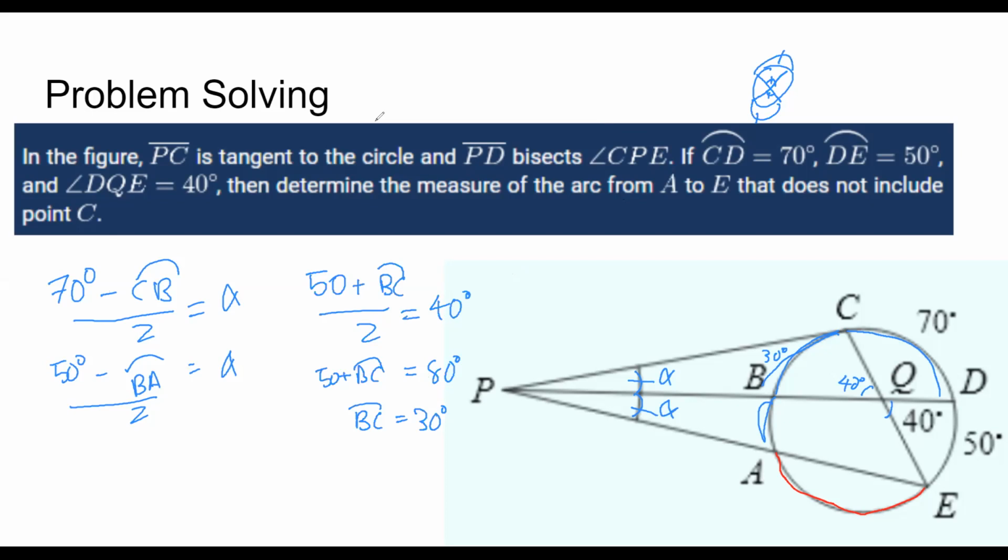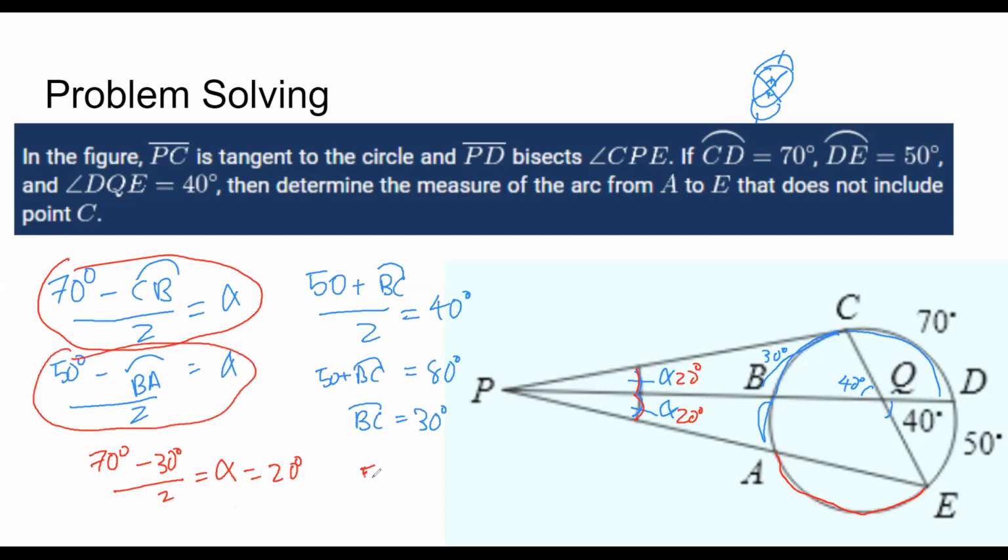We have this equation up here, which we did earlier, which said 70 minus CB over 2 equals alpha. And of course, CB is the same thing as BC, just switching the order of which you're calling the points on the arc. So let's write this as 70 degrees minus 30 degrees over 2 is equal to alpha. So that's 40 over 2, so alpha is equal to 20 degrees. Then this is 20 degrees here, and that means this angle, remember it was a bisector, is also 20 degrees. So then that plugs into this equation. We have 50 minus BA over 2 is equal to 20 degrees.